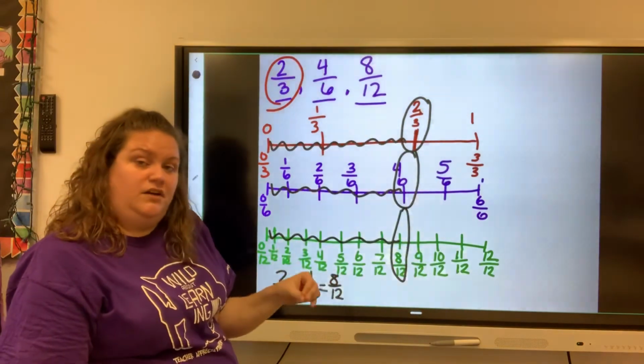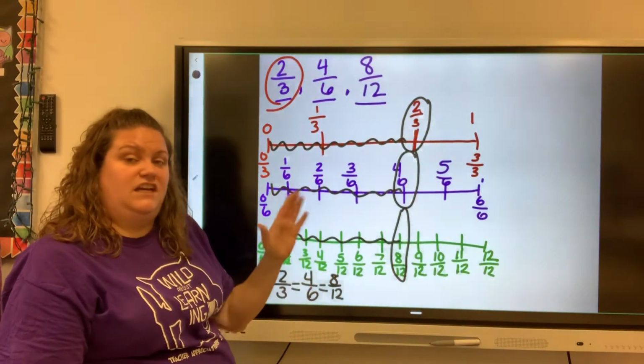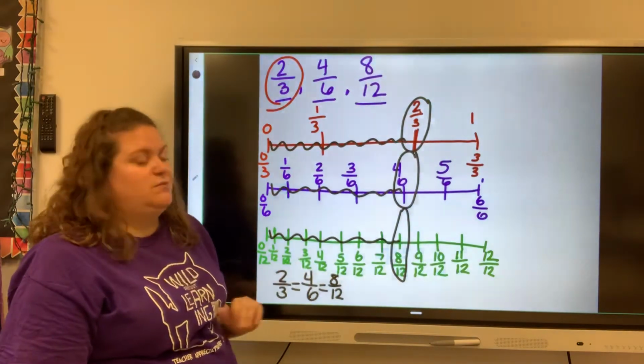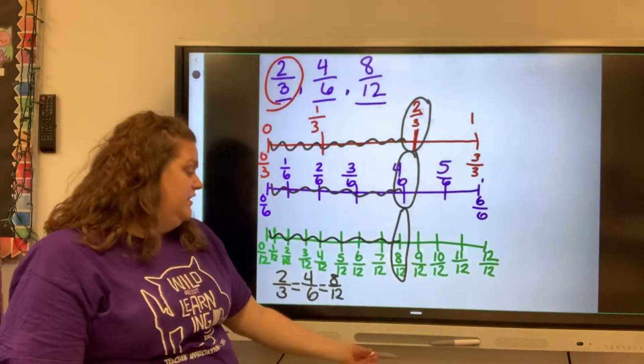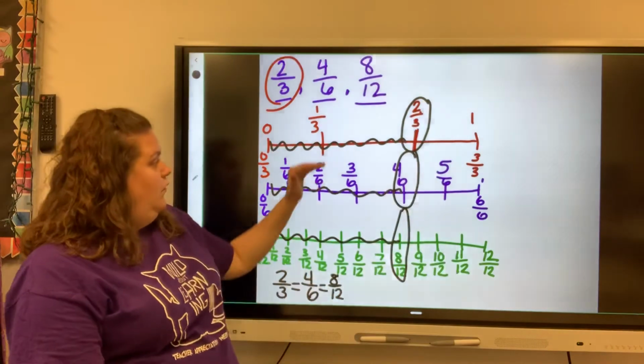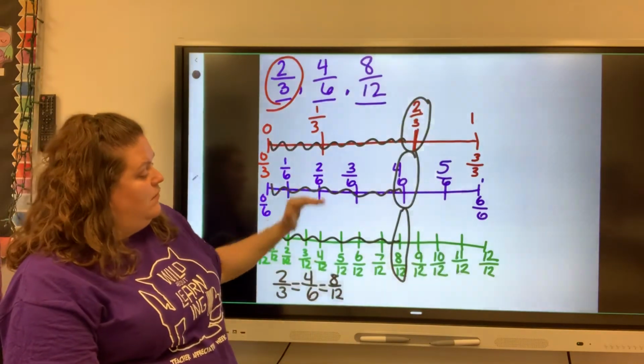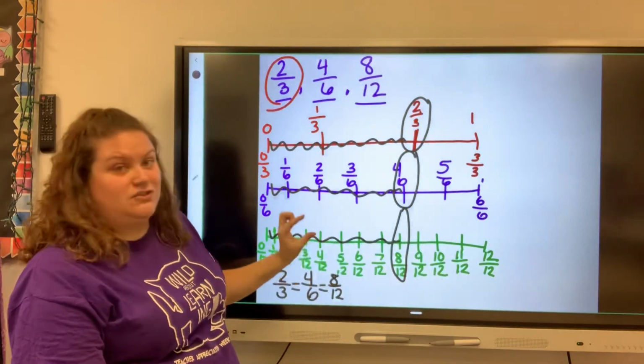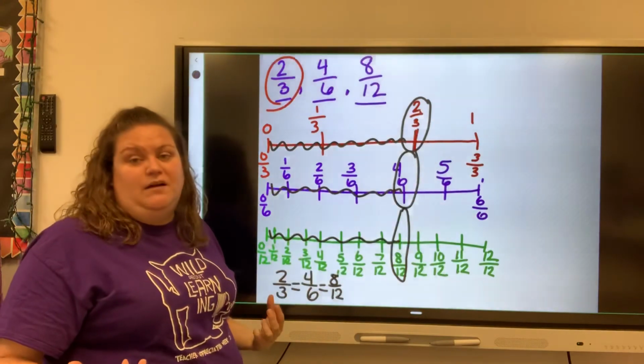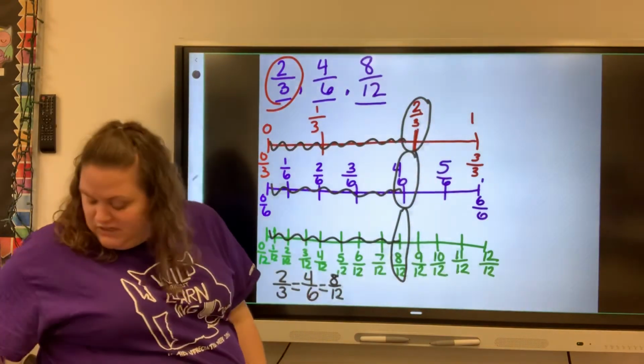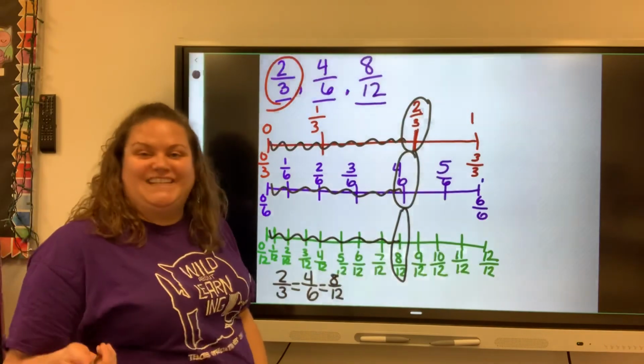So when you're talking about equivalent fractions, it's a really good idea to map them out, especially because we're not used to looking at fractions that are equivalent. And remember too, we have fewer pieces here, more pieces here, which is why the pieces are smaller. So the larger your denominator, the smaller your pieces. So that is your fraction lesson for today.